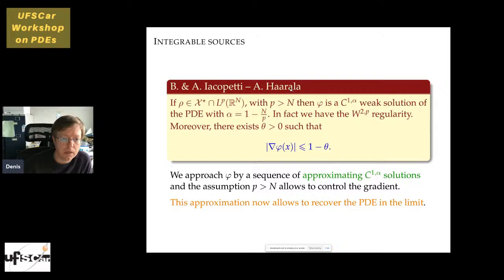And if rho is in L^p and p is bigger than the dimension, then you can in fact prove that your solution is a weak C^{1,alpha} solution. In fact, what we prove is that it's a W^{2,p} solution. And so the alpha is even computable, it's 1 minus n over p. And there is a control which is less than 1. So how do we do that? We use approximating C^{1,alpha} solutions by regularizing the data, rho. And this approximation in fact allows us to recover the PDE in the limit.